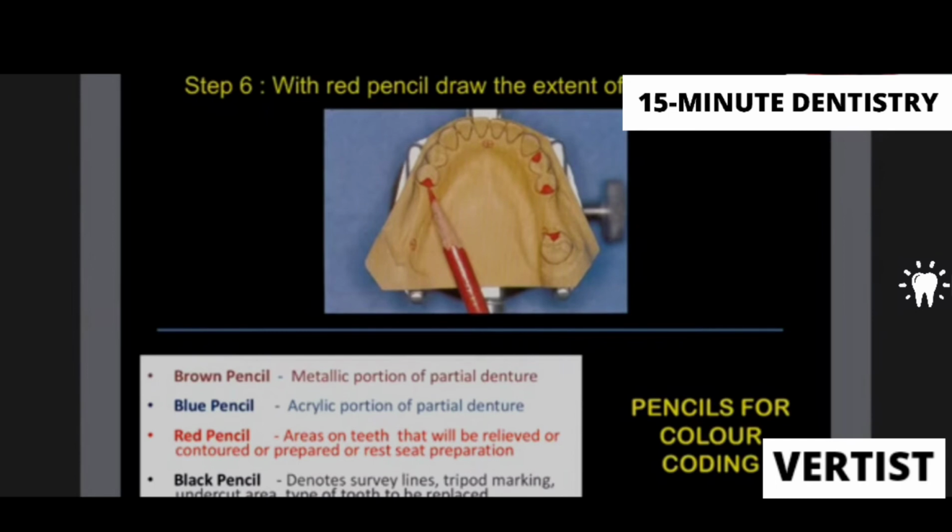So now, as you can see here, all these rests are drawn in red, and that is particularly what your rest seat is. It can be an auxiliary rest or it can be a part of your direct retainer, but they have to be marked and outlined in red. So that's what you do when you survey and you design your direct retainer and your rests.